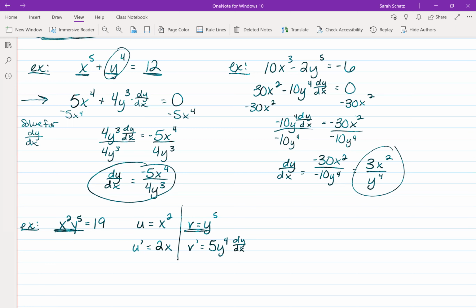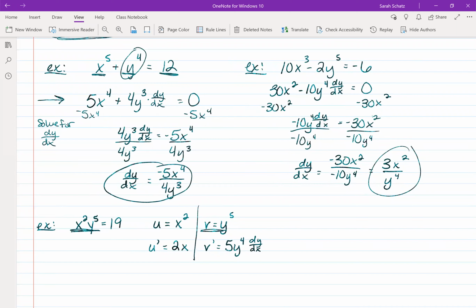So now I'm going to put it together with the product rule. So I have, this is going to equal u times the derivative of v. So that's 5y to the fourth dy dx plus v, which is y to the fifth, times the derivative of u, which is just 2x. And you guys, so I took the derivative of this side. Derivative of this side is just 0.